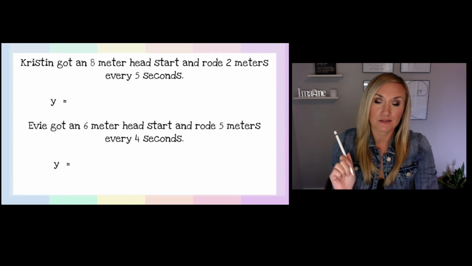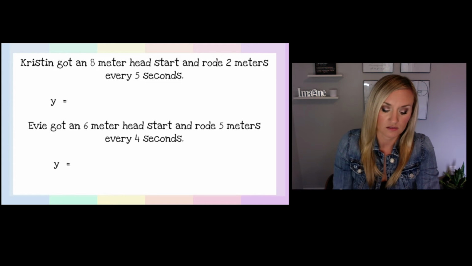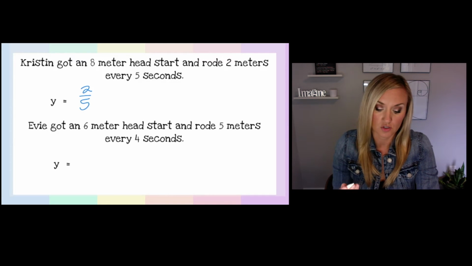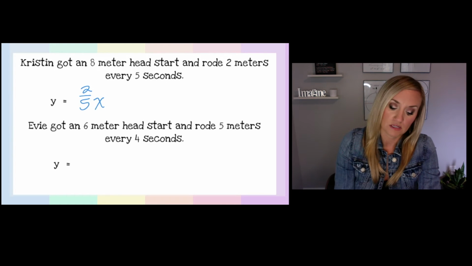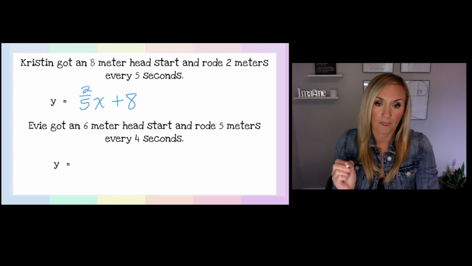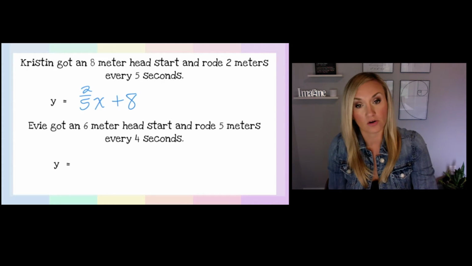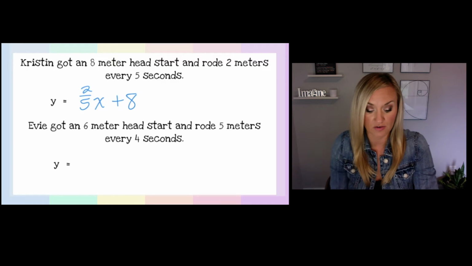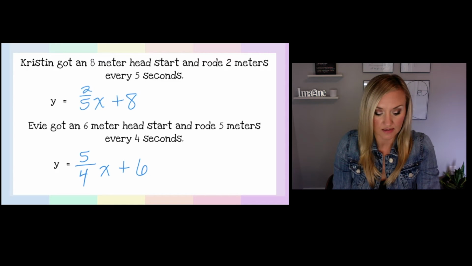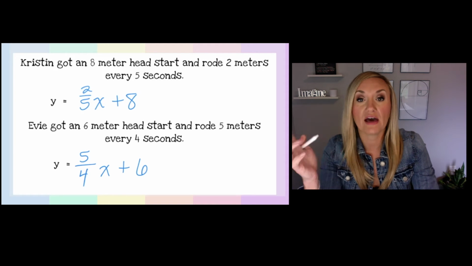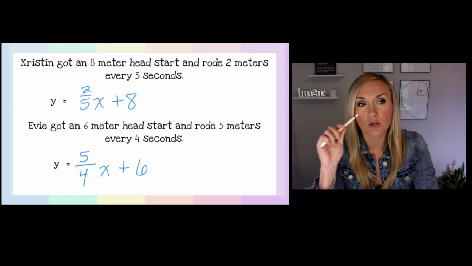Okay, so let's take a look at Kristen. Kristen had an 8-meter head start, and she rode 2 meters every 5 seconds. So I'm going to say y equals 2 over 5 x, that's how fast she is running, 2 meters every 5 seconds, and then she had an 8-meter head start, so plus 8. Evie had a 6-meter head start, and she rode 5 meters every 4 seconds. So y equals 5 over 4 x, that's our slope, and then plus 6. So with that information, can you tell me who you think won the race?